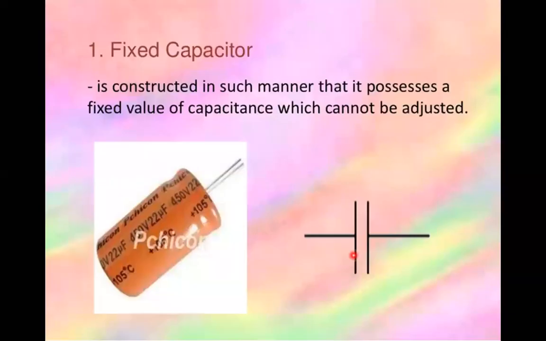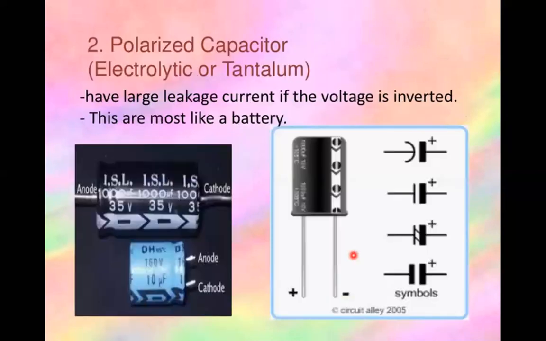Now if we summarize the capacitors, there are 6 types of capacitor. This is a fixed capacitor which is polarized. This is again a polarized capacitor, electrolytic or tantalum. This is how it looks like. This is minus and plus.